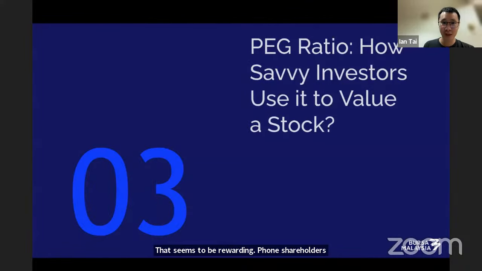And right now, let's move on to the third part where we're going to talk about PEG ratio. Now, PEG ratio is a very interesting ratio as this is actually more of a ratio that is being used by growth investors.